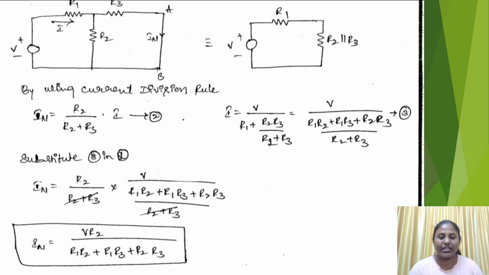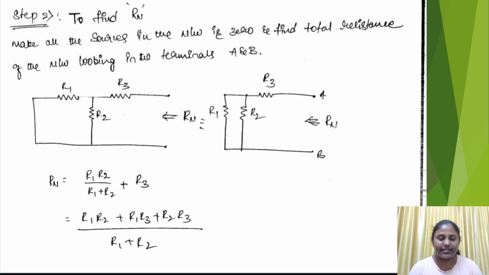Now substitute equation 3 in equation 2. IN equals R2 divided by R2 plus R3 times V divided by R1 R2 plus R1 R3 plus R2 R3 divided by R2 plus R3. Now totally it is IN equals V R2 divided by R1 R2 plus R1 R3 plus R2 R3. Next, in step 2, we should find Rn.